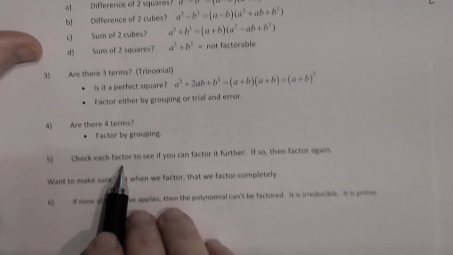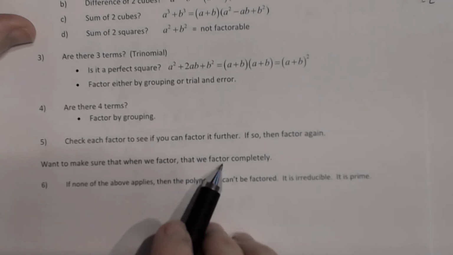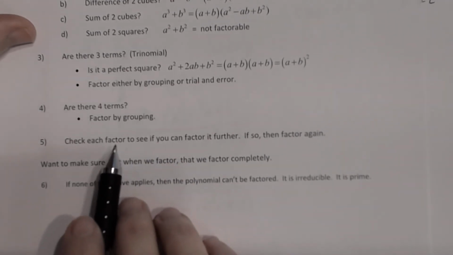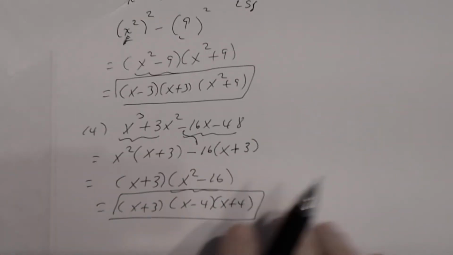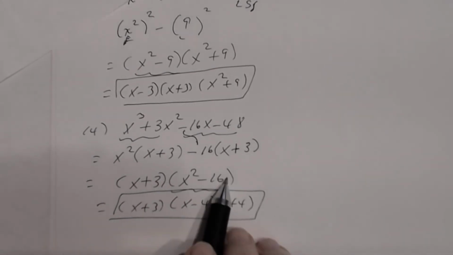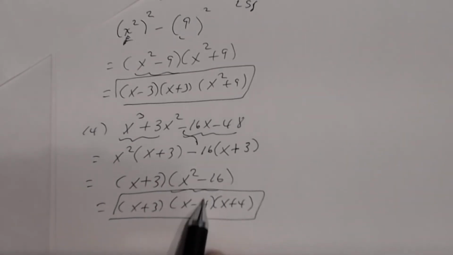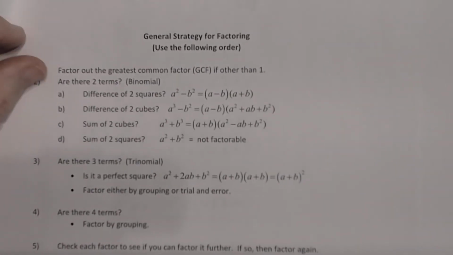We did grouping, and then always make sure you factor completely. Check to make sure that each factor, just like we did here, if you leave it like this, is not factored completely because of this. That's still the difference of 2 squares. Okay? All right, so that's going to take care of the lesson on the general strategy for factoring.